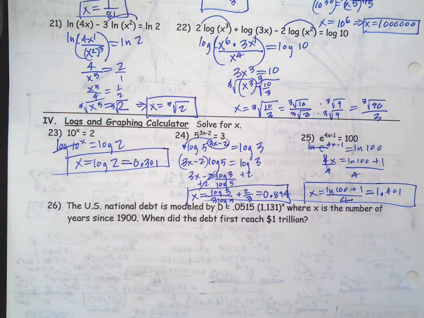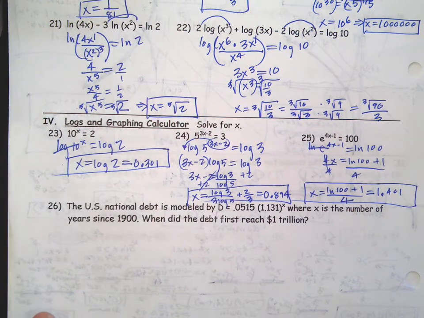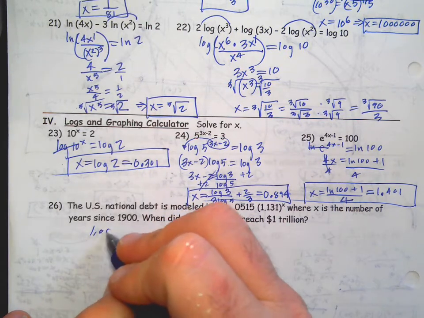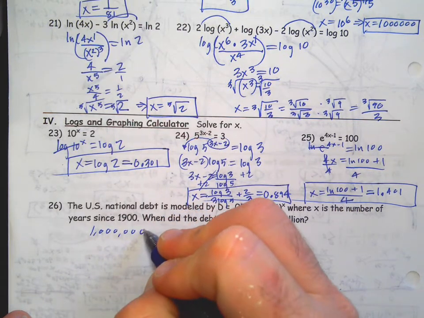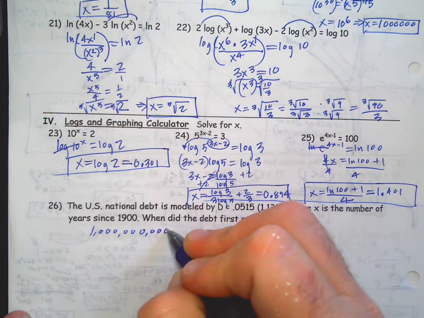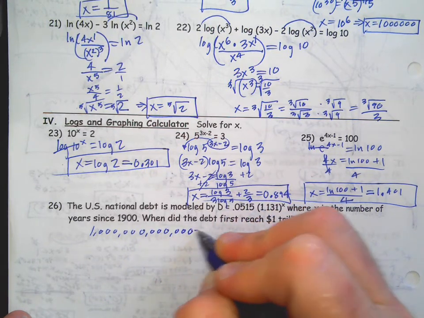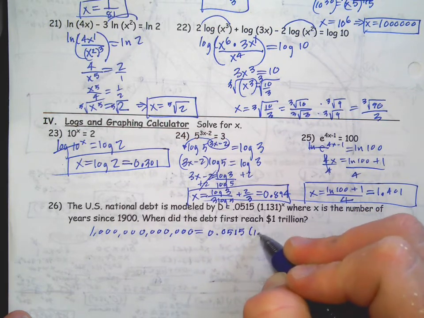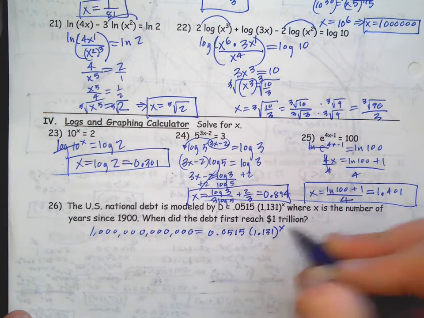U.S. national debt is modeled by 0.0515 times 1.131 to the x, where x is the number of years since 1900. When did the debt first reach $1 trillion? Okay, well, first of all, 1 trillion. Let's see if we can do this. That's a million. It's a billion. It's a trillion. So we can start with that. And then we're going to just solve for x.